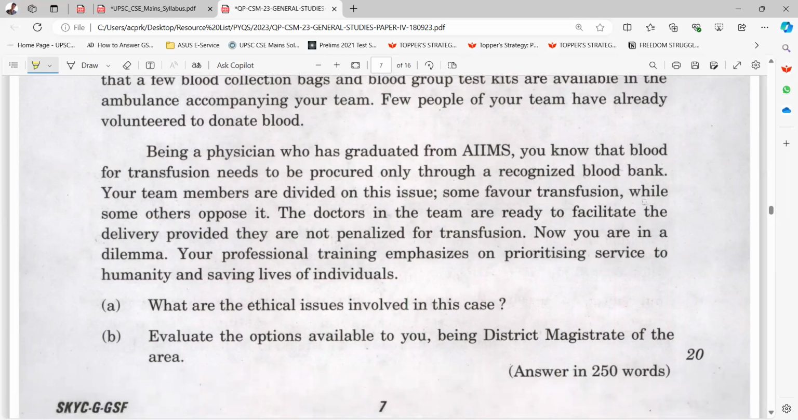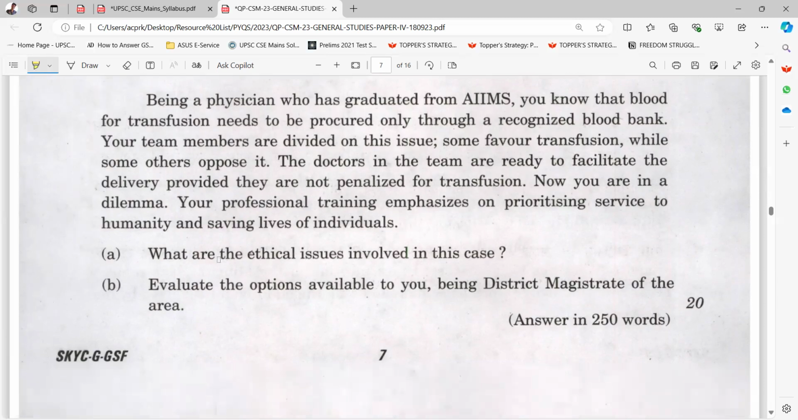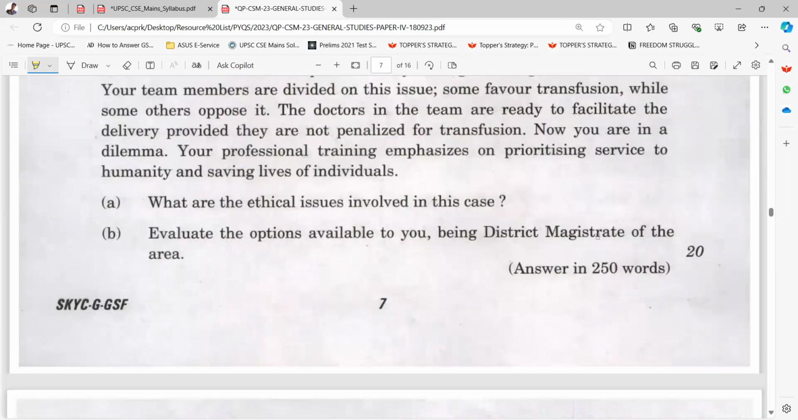Some favor transfusion, while some others oppose it. The doctors in the team are all ready to facilitate the delivery, provided they are not penalized for the transfusion. Now you are in a dilemma. Your professional training emphasizes prioritizing service to humanity and saving the lives of individuals. A. What are the ethical issues involved in this case? B. Evaluate the options available to you as district magistrate of the area. Answer in 250 words. It's a 20 mark question.